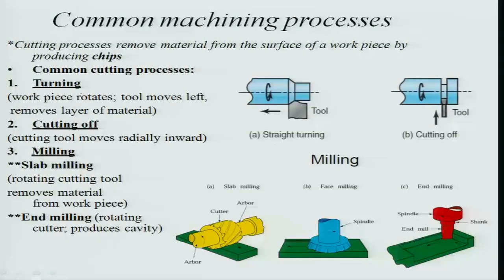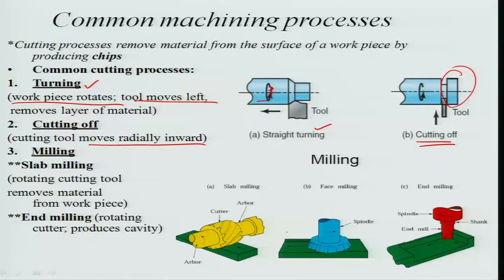So, let us talk about some of the processes now. We have the example of turning, where the workpiece rotates and the tool moves to the left. You can see here that the tool is moving perpendicular to the direction of the cutting velocity, which is tangential to the circular motion, and this generates a cylindrical surface as we illustrated earlier. So, this is a case of straight turning. There is also cutting off, where this portion is being shaved off using a parting tool. This surface is completely eliminated from the cylindrical surface, so the cutting tool moves radially inwards.